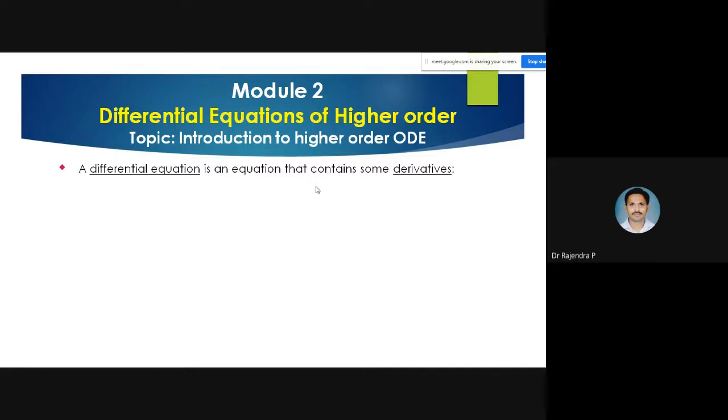Topics are all about differential equations of higher order. So I will introduce today what is the meaning of these higher order differential equations, and why we should learn them. That is also a very important question. Of course, this is a very important and basic definition.